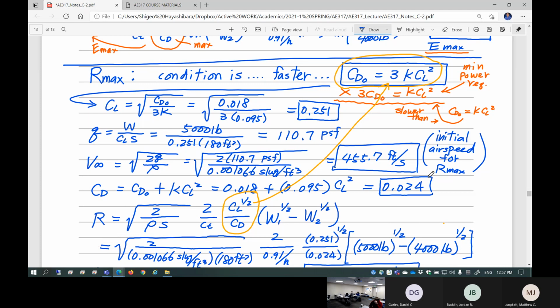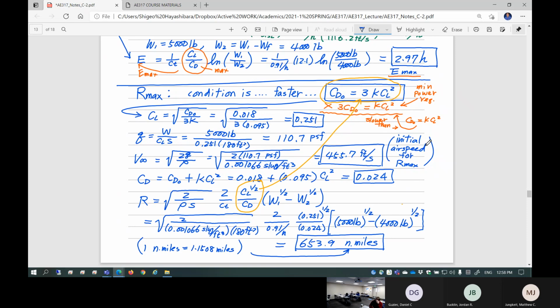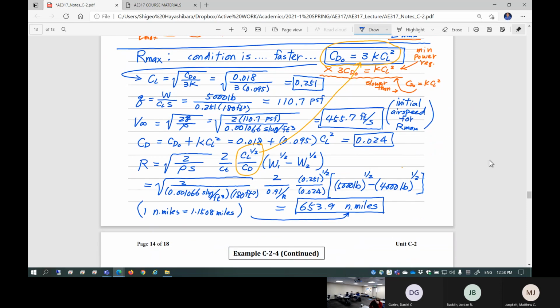Cool. Any questions here? What was the answer again? The answer is 653.9 nautical miles. Let's be careful with the units. If you punch the numbers, you should probably get the feet value, then the feet value converted to miles, and miles converted to nautical miles.